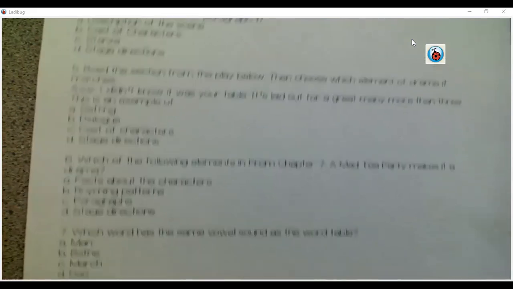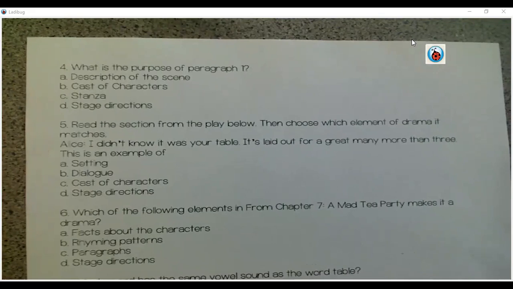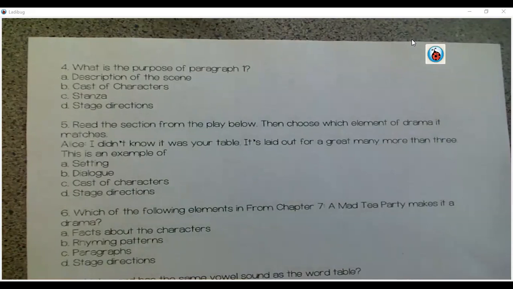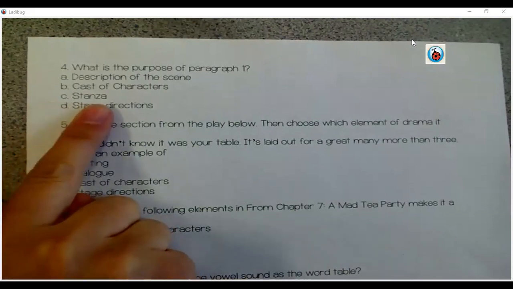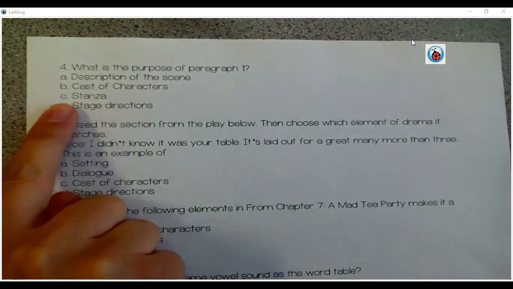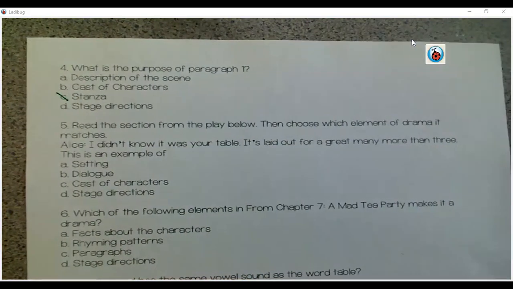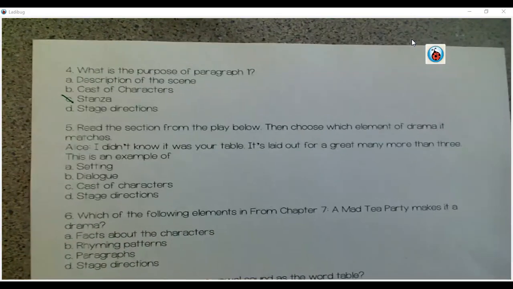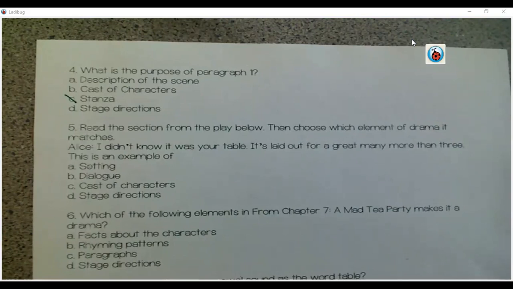Question 4. What is the purpose of paragraph 1? All right, we just looked at paragraph 1, but I want you to think for a second. Remember, we only talk about the word stanza when we use poetry or when we read poems. So when you're reading a drama and you're asked a question and the answer is stanza, we should eliminate it right away because we will never see stanzas in dramas.